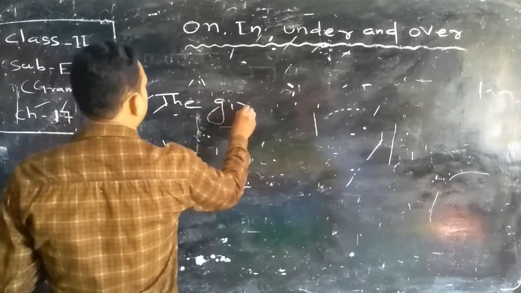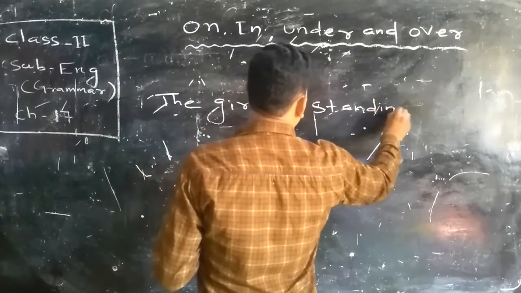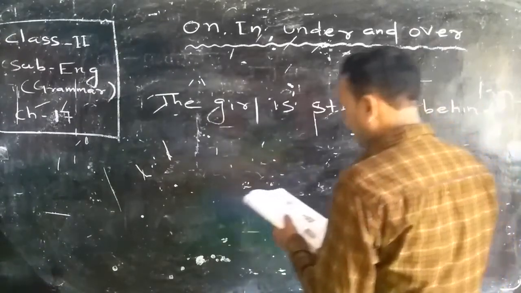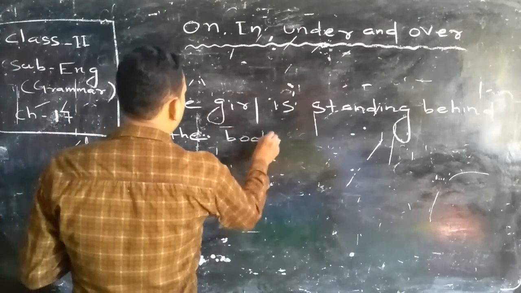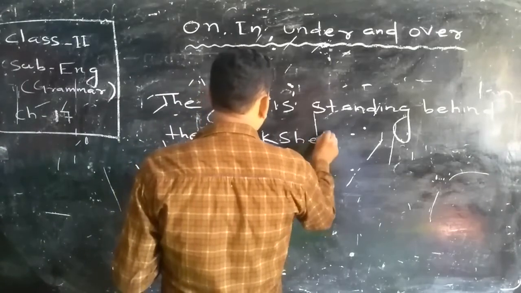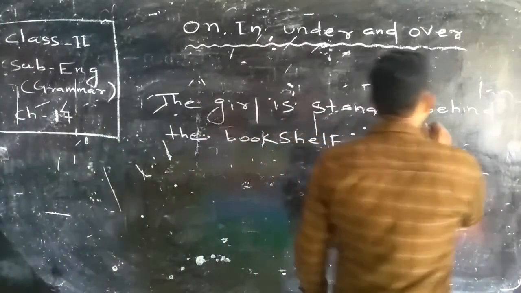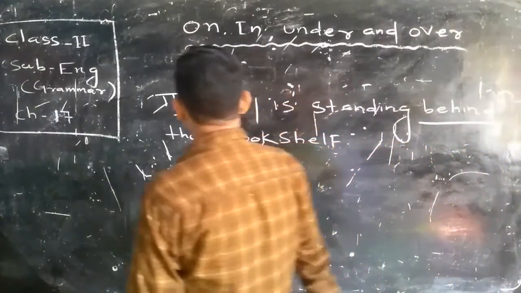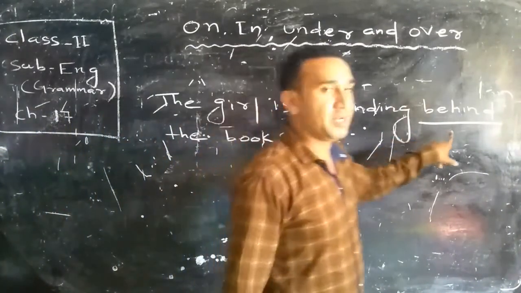The girl is standing behind the bookshelf. यानी कि गर्ल्स जो है बुक सेल के पीछे खड़ी हुई है. बुक सेल के पीछे खड़ी है, इसलिए यहाँ पे behind है. The girl is standing behind the bookshelf. So here we have to use behind. Okay.